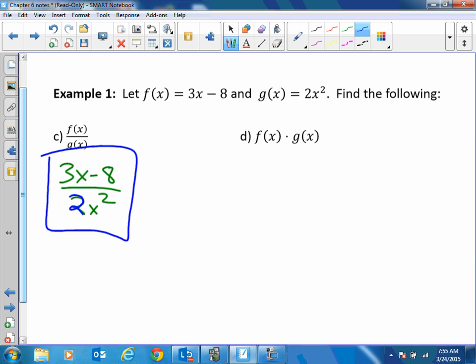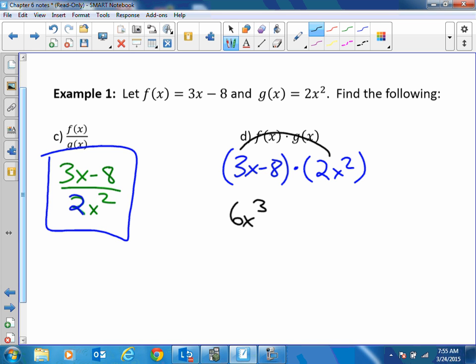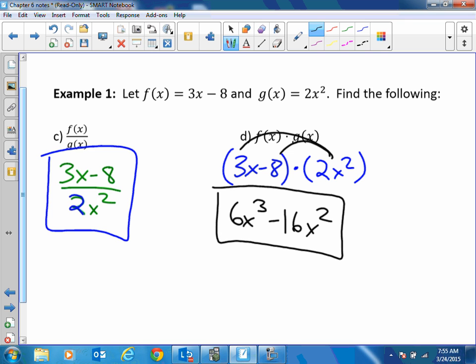Then the next one, we have f of x times g of x, so we have 3x minus 8 times 2x squared. Okay, so all we're going to do is distribute the 2x squared to both parts. 2x squared times 3x is 6x cubed, and 2x squared times negative 8 is negative 16x squared, and that's as far as we can simplify it, so we're going to leave it like that. Okay, so that's adding, subtracting, multiplying, and dividing functions so far.